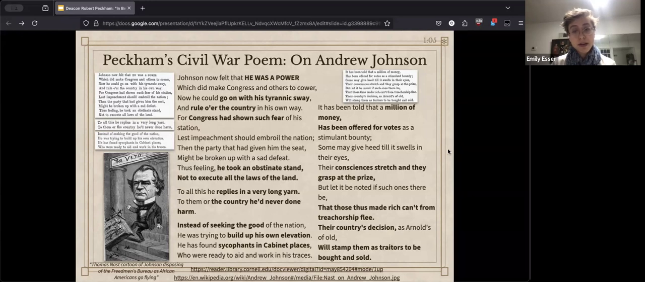It has been told that $1 million of money has been offered for votes as a stimulant bounty. Some may give heed till it swells in their eyes. Their consciences stretch, and they grasp at the prize. But let it be noted, if such ones there be, that those thus made rich can't from treachery flee. Their country's decision, as Arnold's of old, will stamp them as traitors to be bought and sold. And so he still believed, even with the turmoil of the present day in 1868, that this would resolve itself, that the country would continue to get better and to heal after this catastrophic Civil War.